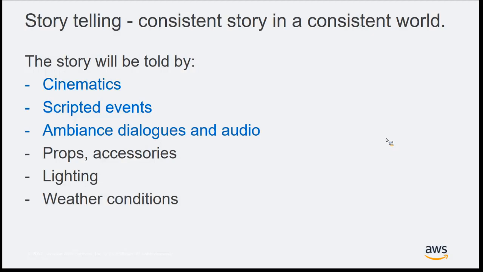So the story will be told by the cinematics, the scripted events, which are basically cinematics that take place in the environment, the ambience and the dialogues and audio, the props and the accessories, the lighting, the change in weather conditions. All those things will be part of how we tell a story or how we deliver the story to the player. I've highlighted in blue the parts of that storytelling here that will be very tied to voices.